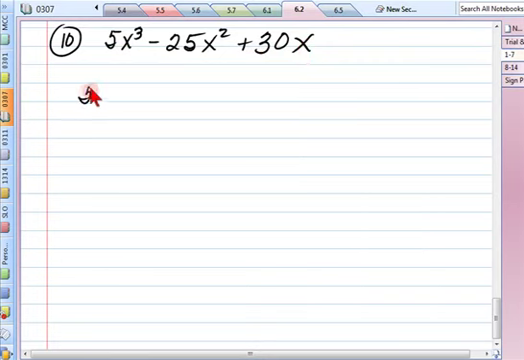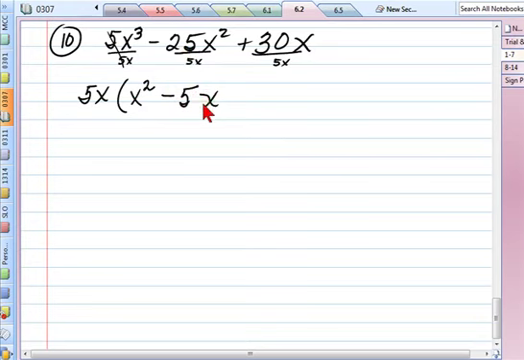So I will go back in my mind to lesson 6.1. The first thing we learned. Divide this by 5x, divide this by 5x, and divide this by 5x. The 5's divide out, and I get x squared. 5 goes into 25, it'll be minus 5x. 5 goes into 30 6 times, and the x's divide out. And so I now have 5x parentheses x squared minus 5x plus 6.